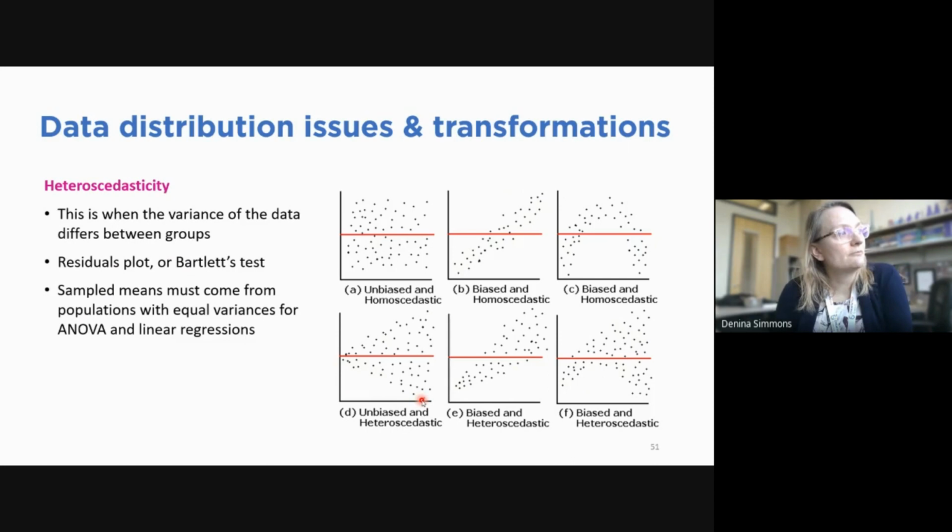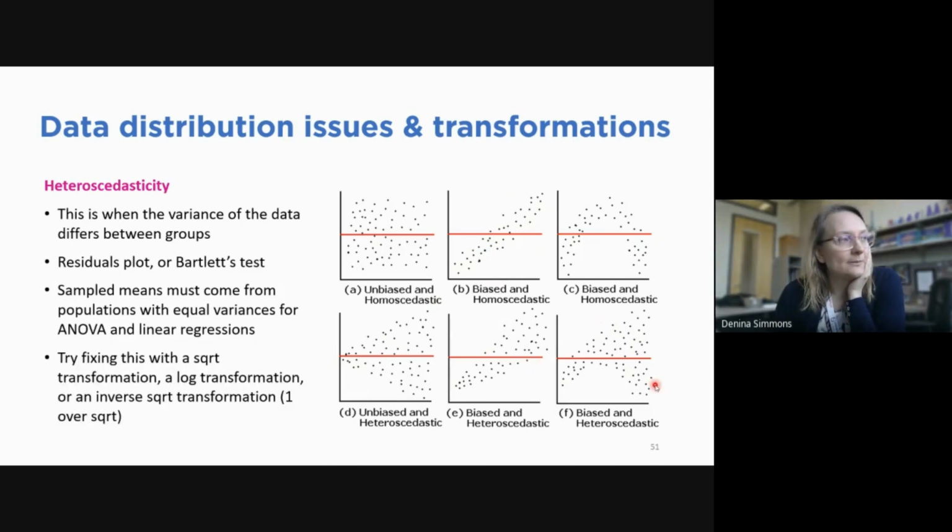The way to look at this is when you inspect your data and do what's called a residuals plot. You can also conduct a Bartlett's test to figure out if your data is heteroscedastic or homoscedastic. The sample means must come from populations with equal variances for ANOVAs and linear regressions. So you want your data to look like this for doing those parametric ANOVAs and for linear regressions. And if it looks like this, then you should probably try to do some sort of transformation.